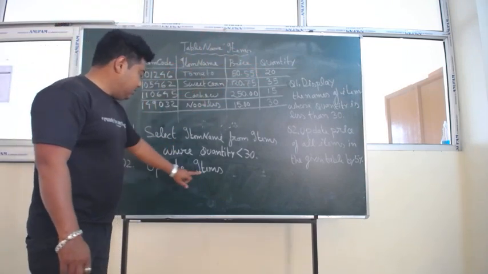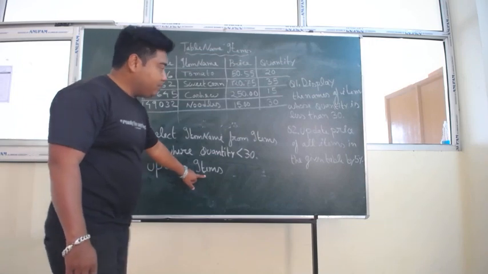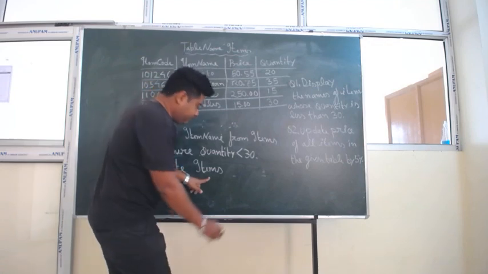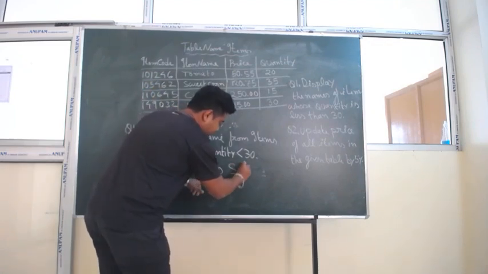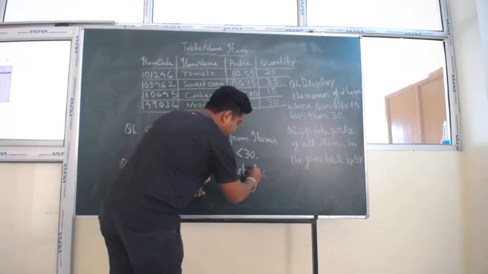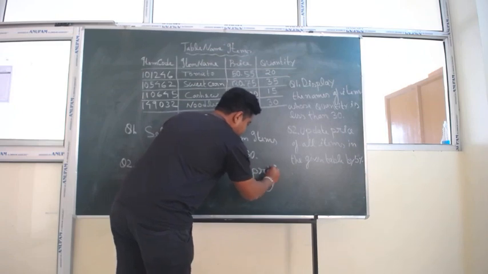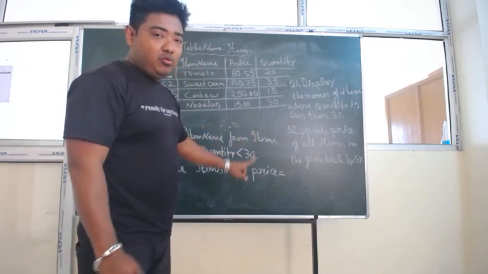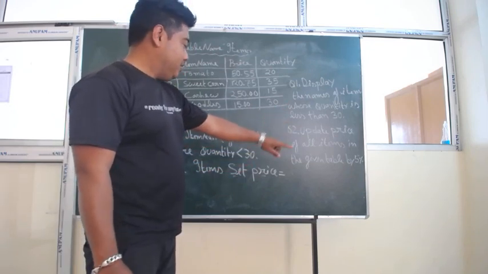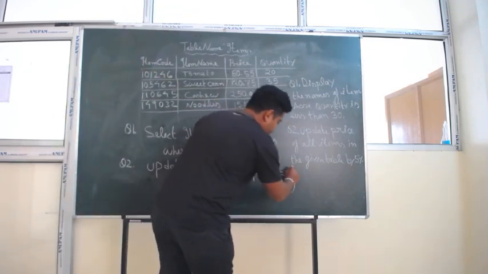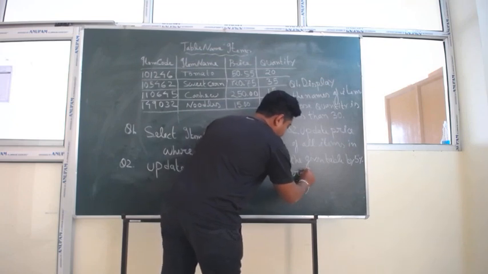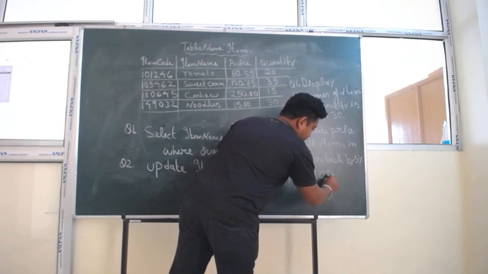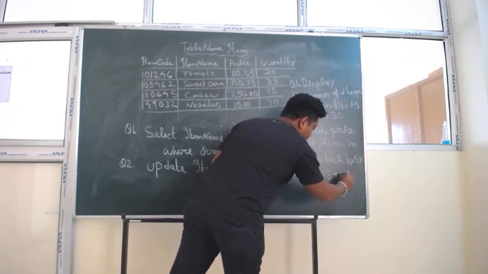So update items, then what we have to update? Price. So update items, you have to use price equal to price, now how much we have to increase? 5%. So price into 5% is nothing but 0.5 into price.